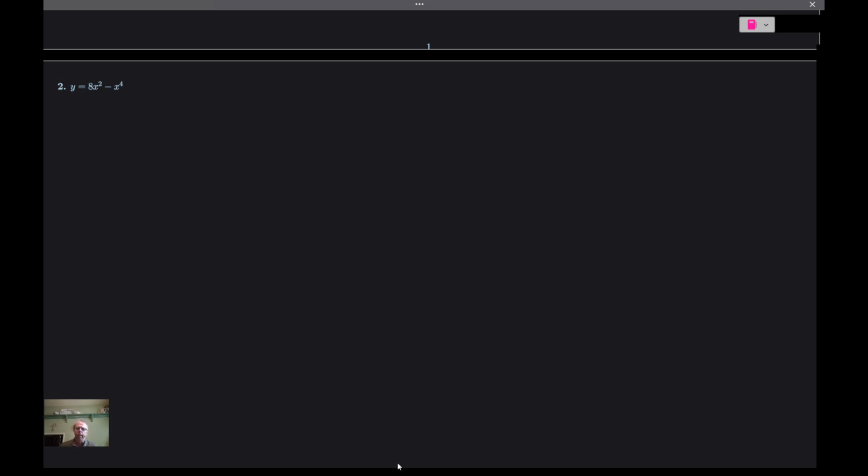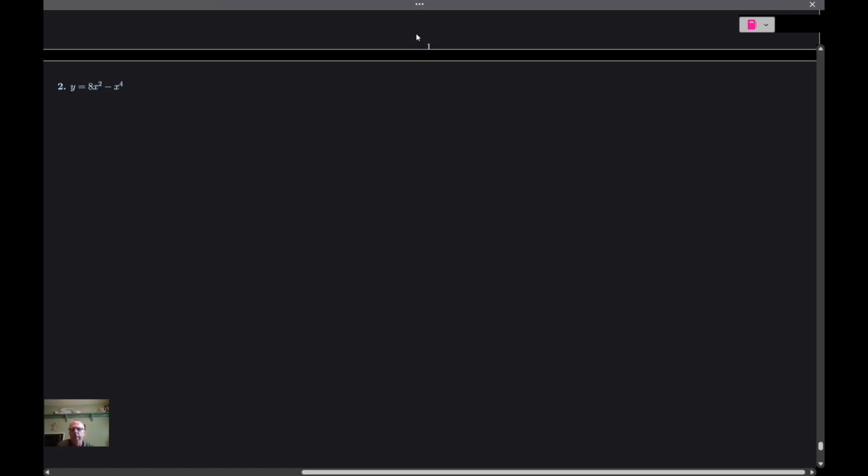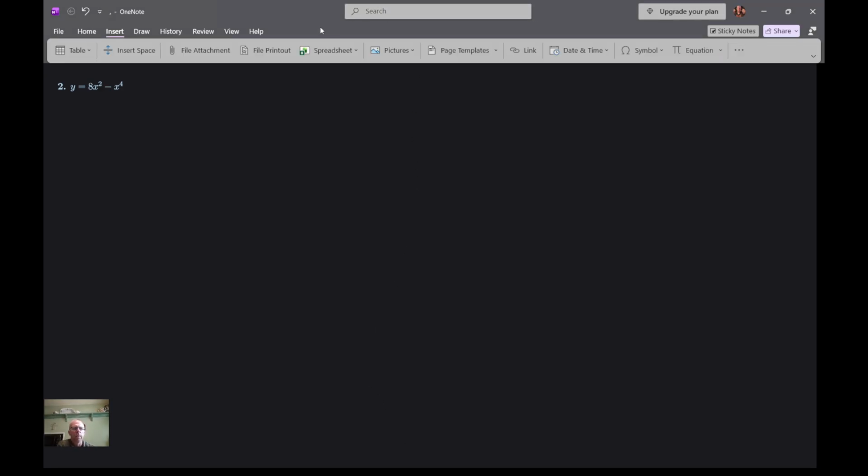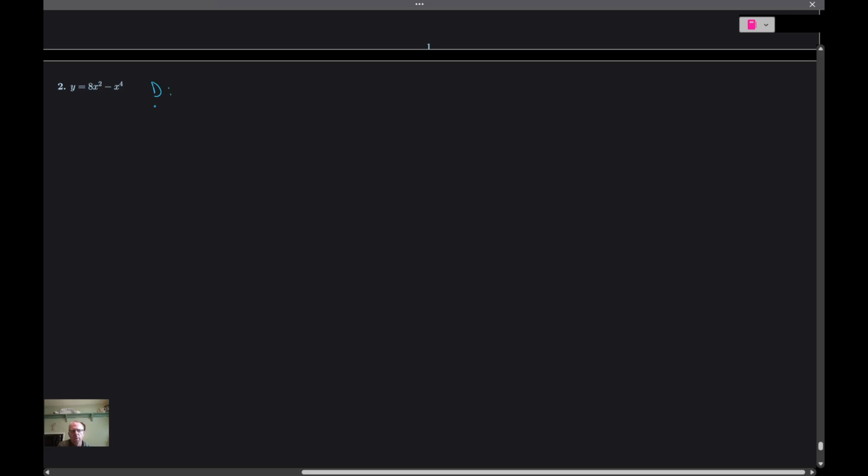Here's another example for a curve sketching section. This is another polynomial, and we'll work through this one, and let's see what we find out. So we're just graphing this. A couple of things to notice. It's a polynomial, so the domain will be all real numbers.